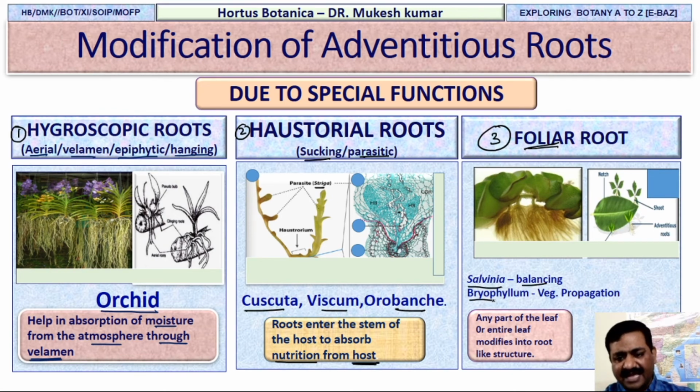Okay, another we have is the Bryophyllum. It shows vegetative propagation. So these are also a special function of the root. Now, see how these adventitious roots are in the Bryophyllum. You have seen Bryophyllum. These are the margin of the leaf, and from that very part this structure is rising, and these are the adventitious roots.